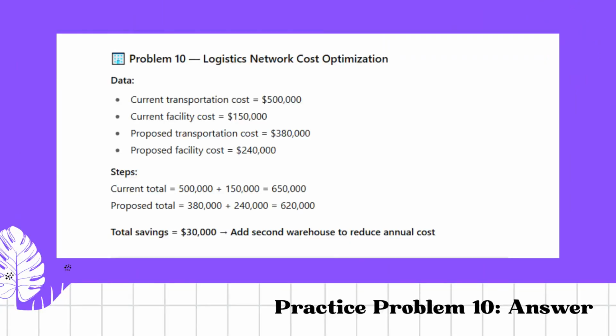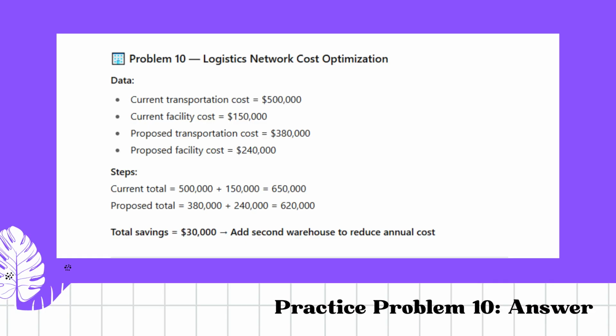Problem 10. Logistics network cost optimization. Data. A company operates one central warehouse with annual transportation costs of $500,000 and facility costs of $150,000. If a second warehouse is added, transportation costs would drop to $380,000, but facility costs would rise to $240,000. Should the company add the second warehouse, and how would total annual logistics cost change?